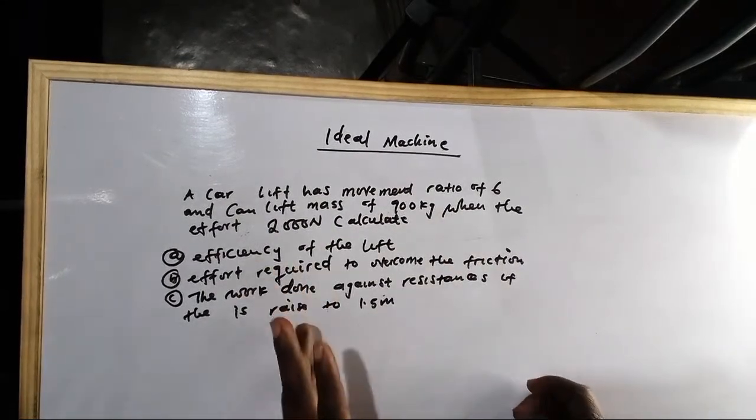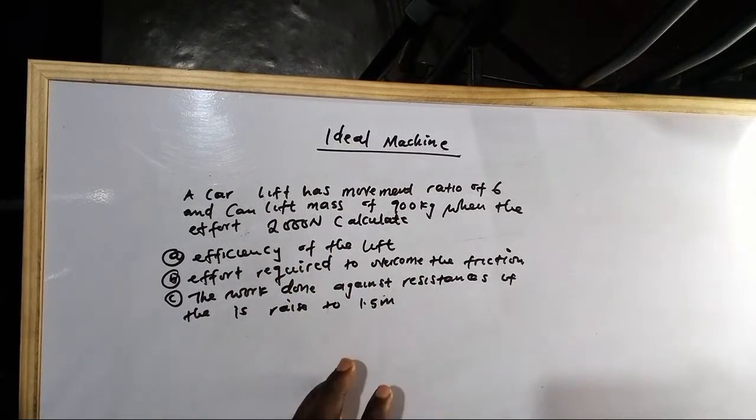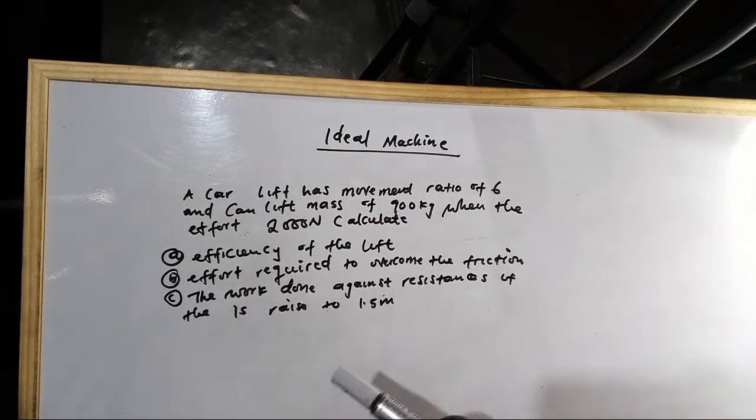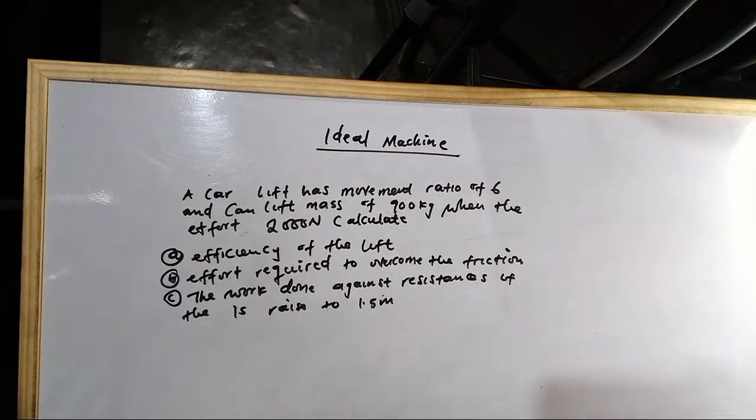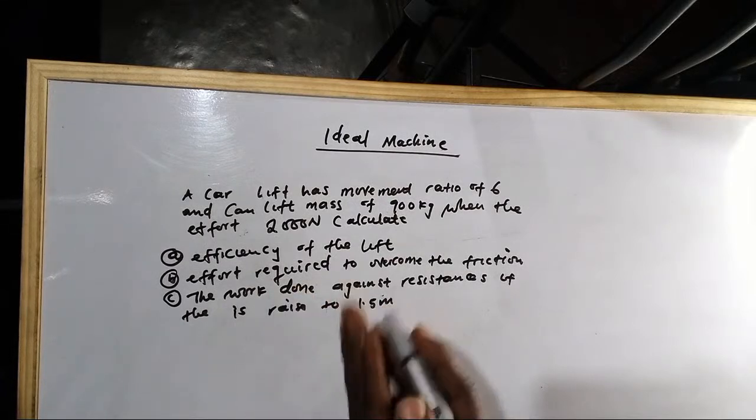An ideal machine can be called a perfect machine. What do you understand by the term ideal machine? Ideal machines are machines where work input is equal to work output. There's no energy loss because friction is neglected. But in actual sense, in every machine there is friction and heat. But for this lesson, let's just take it as an ideal machine.